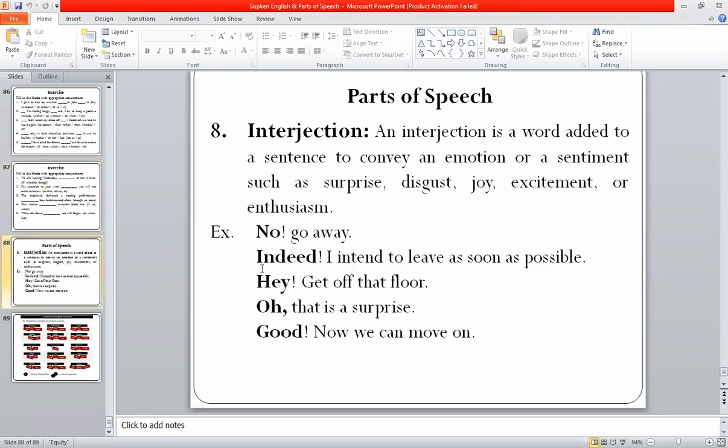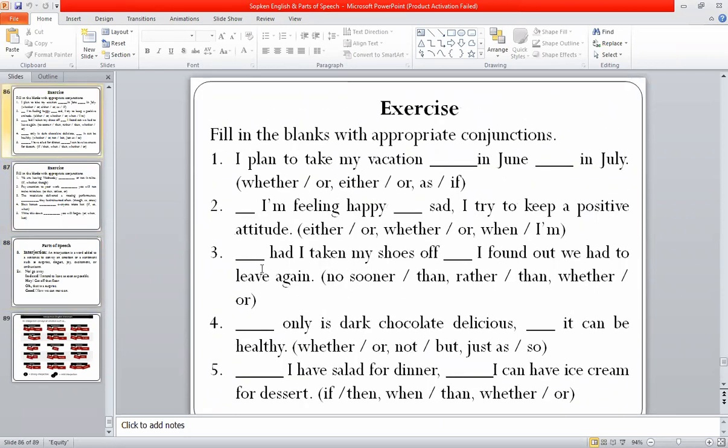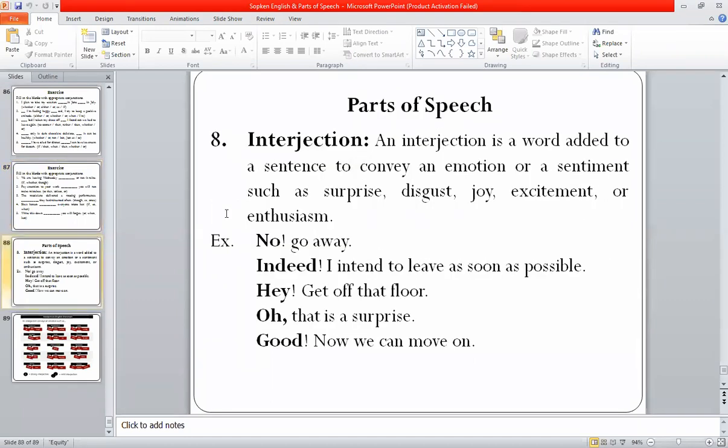So in this way we have completed the seventh part of speech, that is conjunction. Also we have completed and studied the three types. So let's see the last and the eighth part of speech, that is interjection. So what is interjection? Let's see its definition.